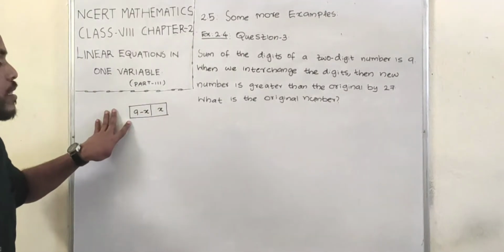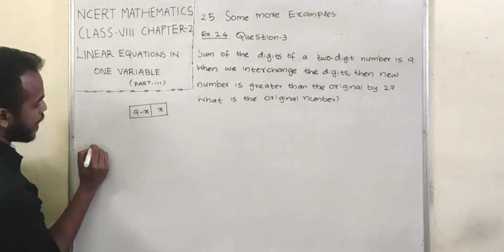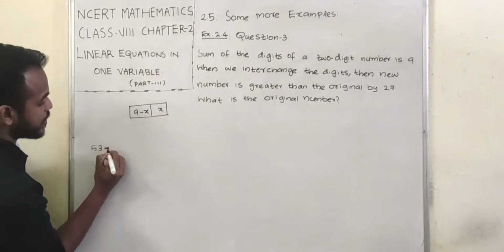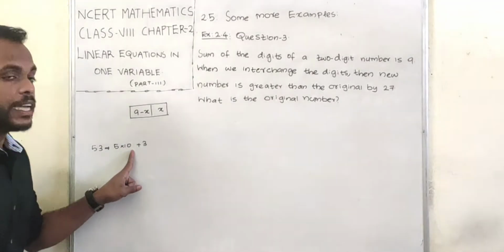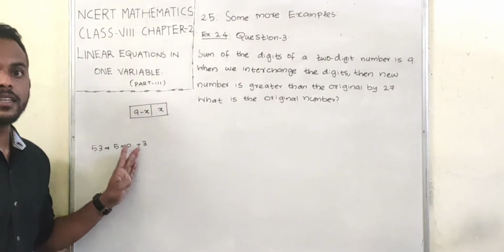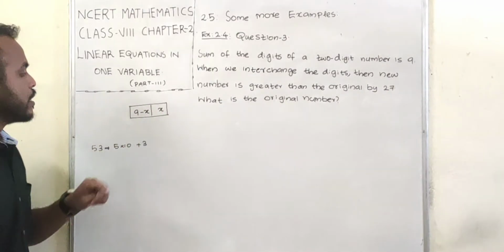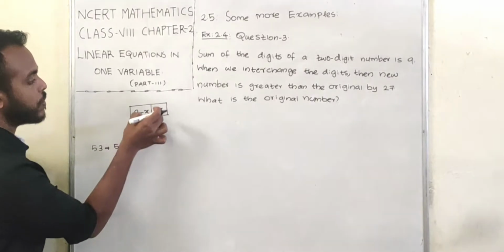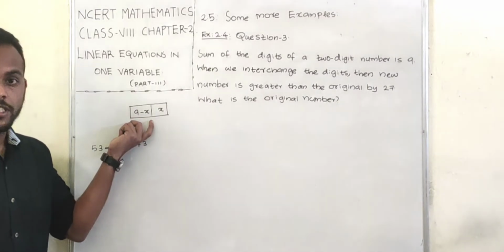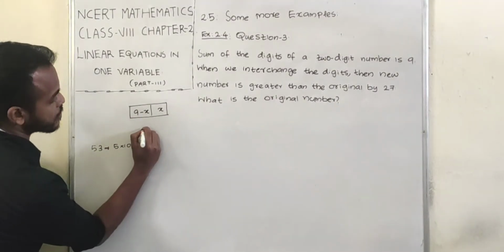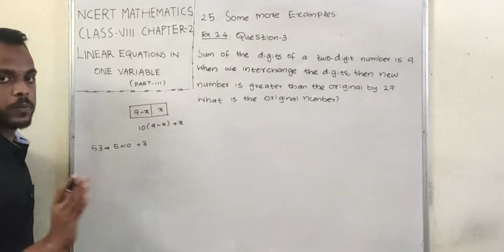Now, one of the important things that we need to know is that if we are given any 2-digit number, say 53, can't we write this as 5 into 10 plus 3 by multiplying with the place value? We have learned this in our lower classes. So I am going to do the same with our 2 digits also. What is the place value of x? It is 1. What is the place value of the first digit? It is 10. So this can be written as 10 into 9 minus x plus x. Any problem?